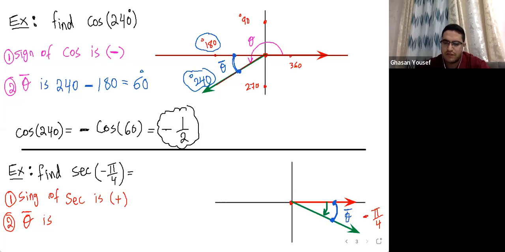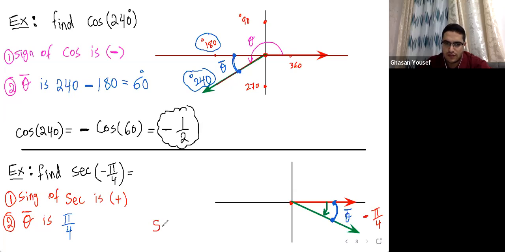What's the reference angle? As you see here, the angle is minus pi over 4. So the reference angle must be the positive of this one, which is pi over 4, positive. Is it clear? The positive pi over 4. So now we can solve it. It is easy to solve.